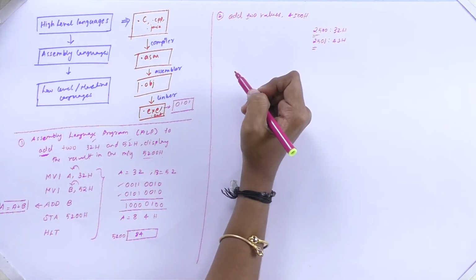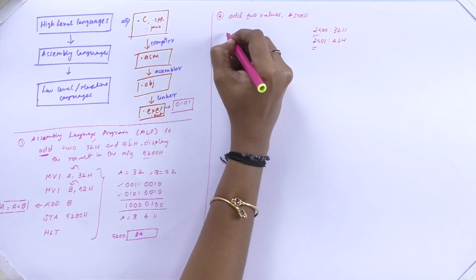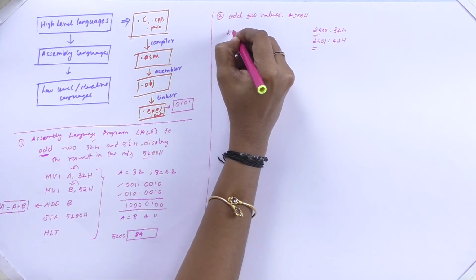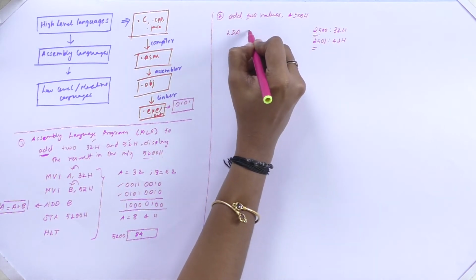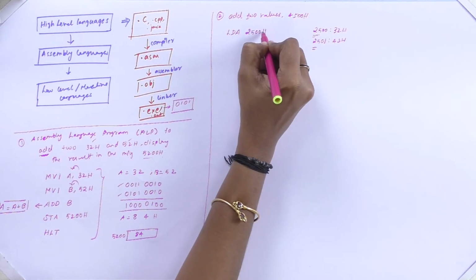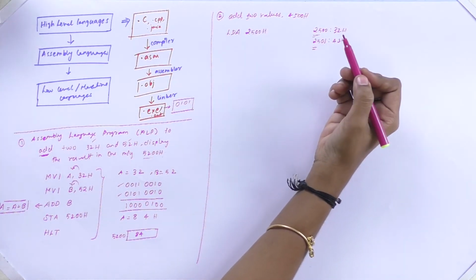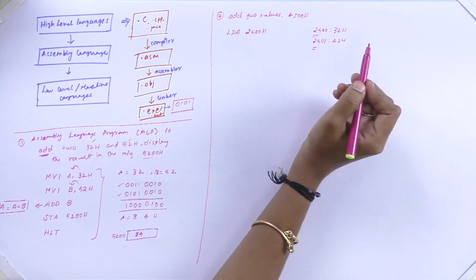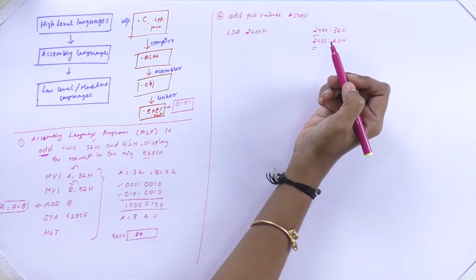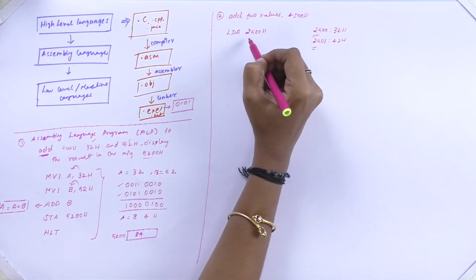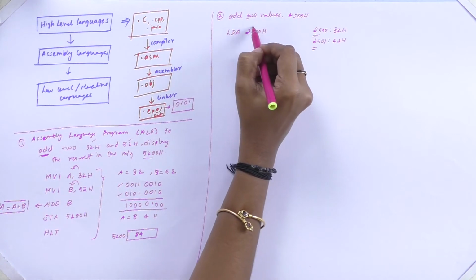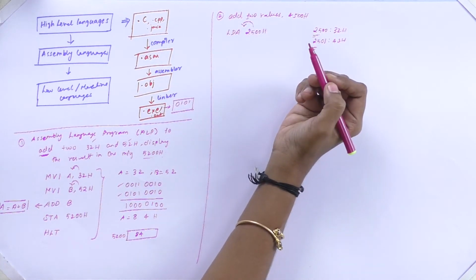So the first instruction is LDA 2500H. It means that whatever value we give in this memory location 2500 will be copied to the accumulator.